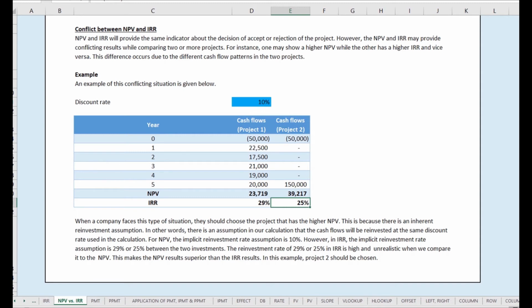The reinvestment rate of 29 or 25% in IRR is high, and it is arguably unrealistic when we compare it against NPV, which uses a discount rate of 10%. This makes the NPV results superior to the IRR results when we want to choose NPV or IRR when there's a conflicting situation like we see here.